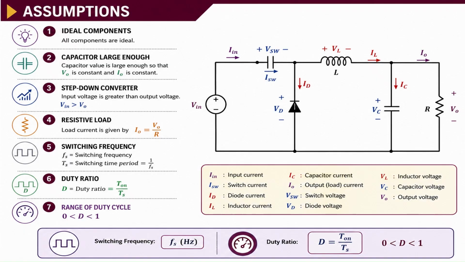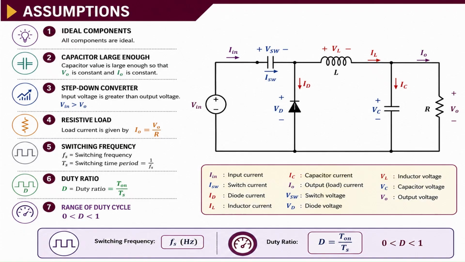So when you analyze this buck converter, always keep one thing in your mind: the average voltage across the inductor over one complete switching period is 0, and the capacitor charge will also get balanced. Now here, before moving on, there are some assumptions when we are analyzing the buck converter.